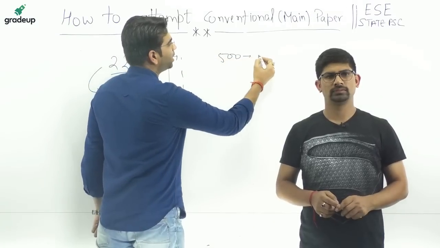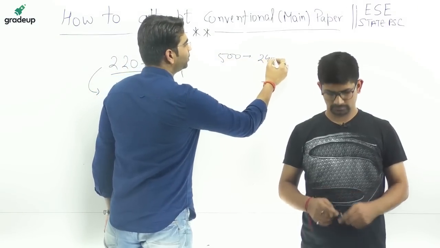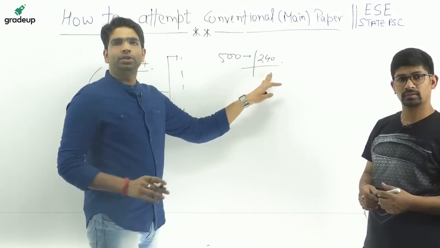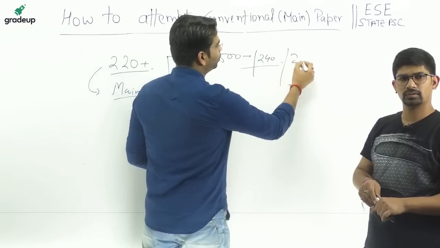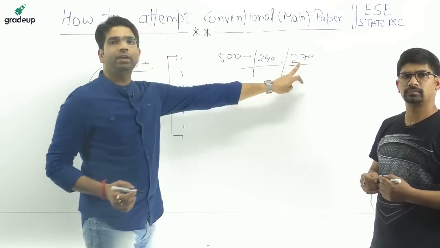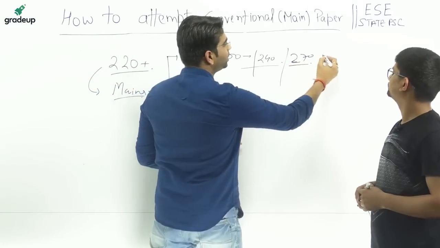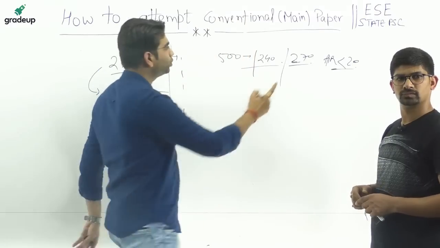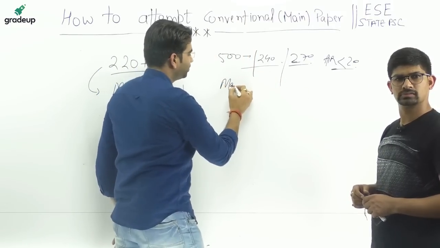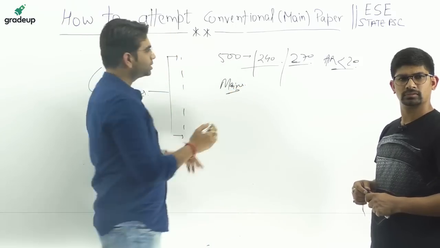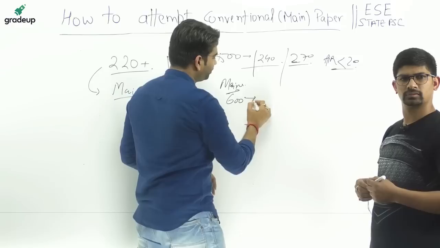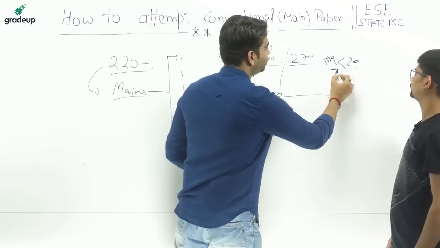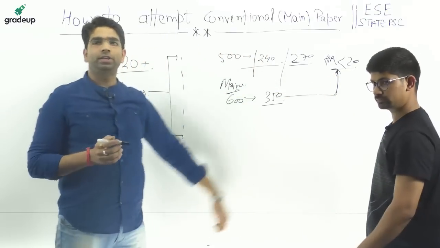In 500 marks, the average marks will be 240 for EC and EE. 240 will be a good score. The more you score, like if you are getting 270, it is a very good score, and this good score will make you AIR less than 20. But you have to keep one thing in mind, not without mains. Mains is of 600 marks and you have to get at least 350 so that your dream could be fulfilled.